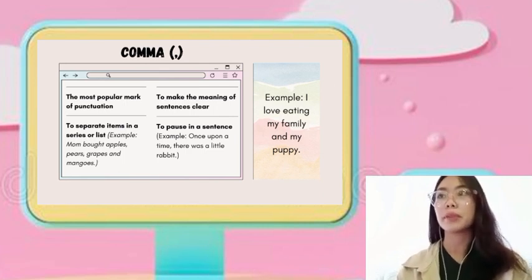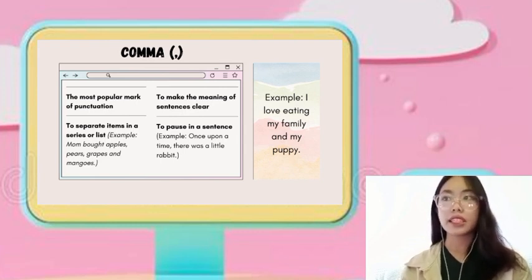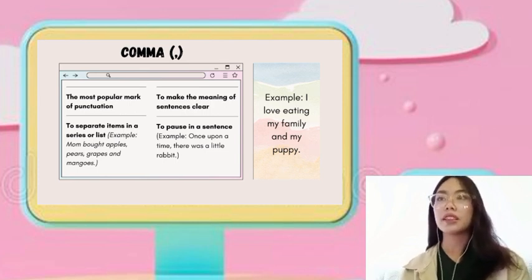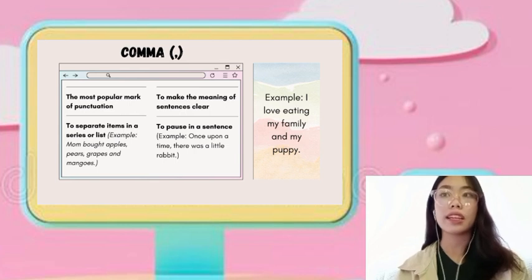Comma is also used to separate items in a series or list. Example, Mom bought apples, pears, grapes, and mangoes. In this example, commas were used to separate a series or a list of fruits. Lastly, comma is used to pause in a sentence. Example, once upon a time, there was a little rabbit.